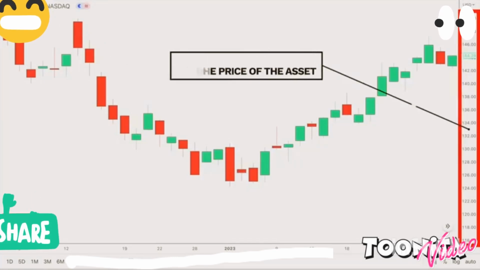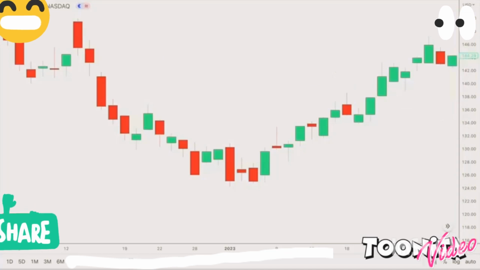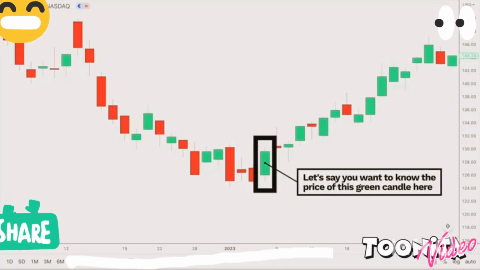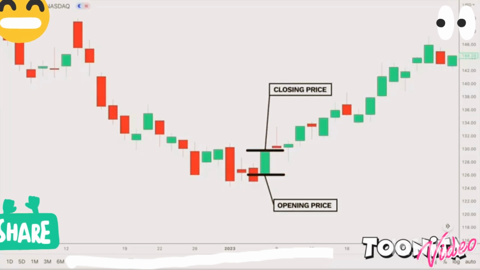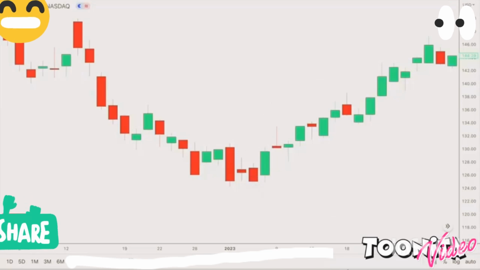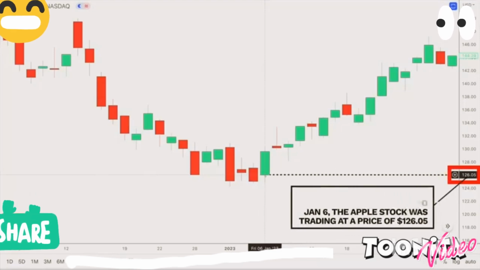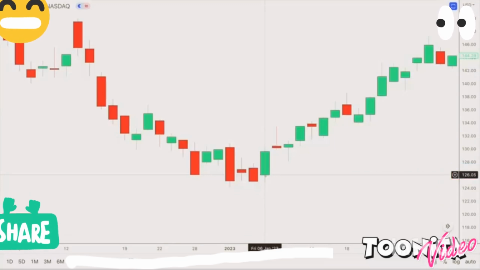Now this bar to the right tells you the price of the asset. Let's say you want to know the price of this green candle here. Remember, green candlesticks open at the bottom of the rectangle here and close at the top of the rectangle here. So if you want to know the opening price, place your mouse at the bottom of the rectangle and notice how the dotted lines connect the candle to the scale on the right, and it shows $126.05, which means when the market opened on January 6th, the Apple stock was trading at $126.05.